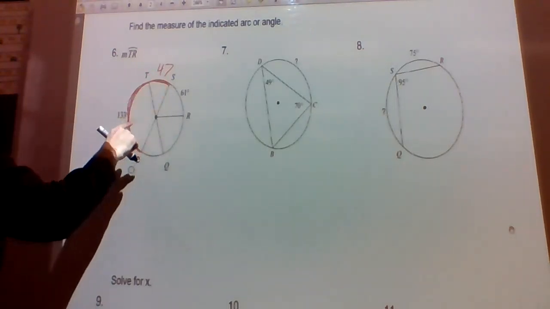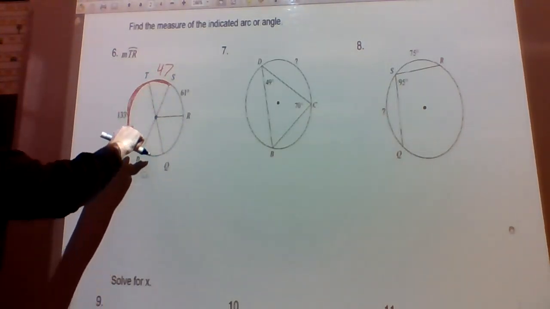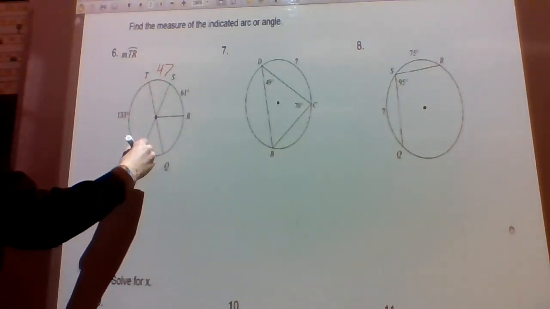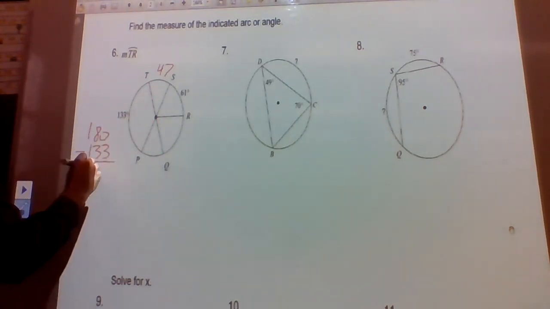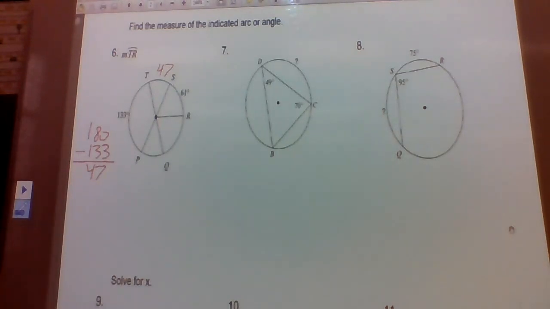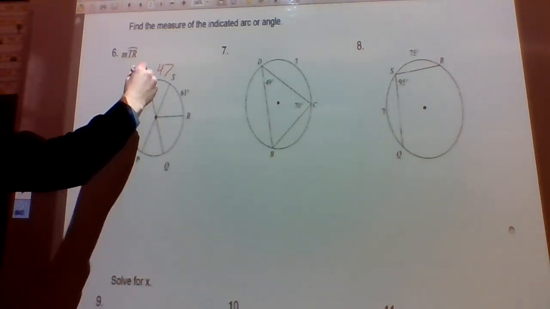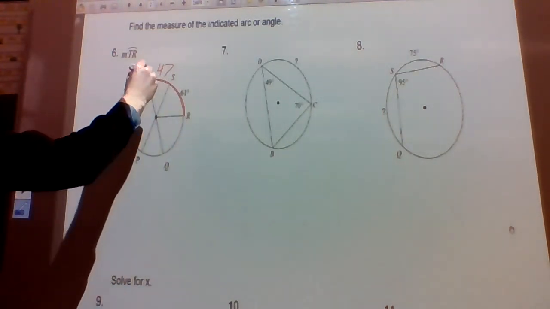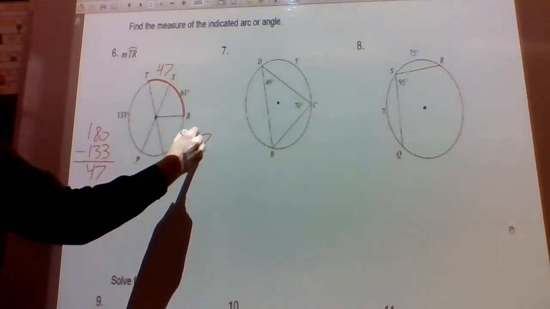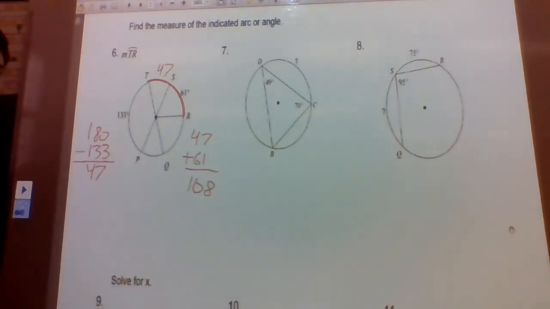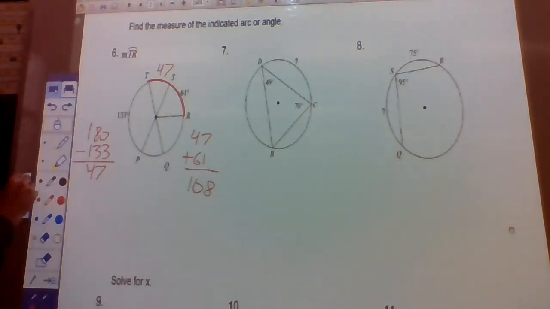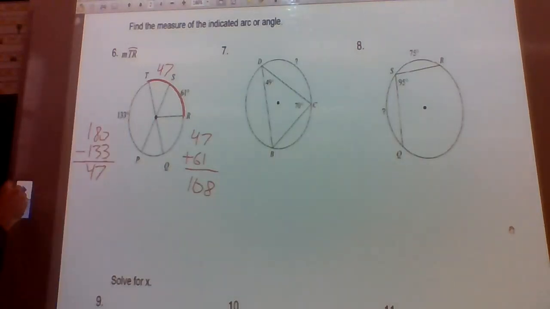Okay? So we did 180 minus 133 and got 47. We want the measure of arc TR. So that's going to be 47 plus 61, which is 108. 108. Let me switch back to blue. It's a little darker.